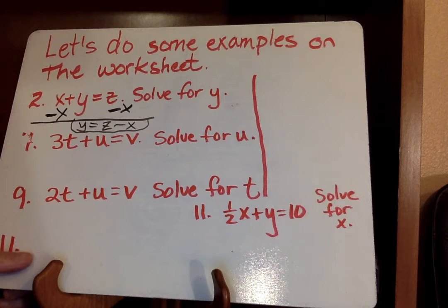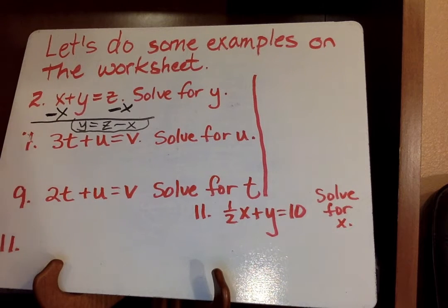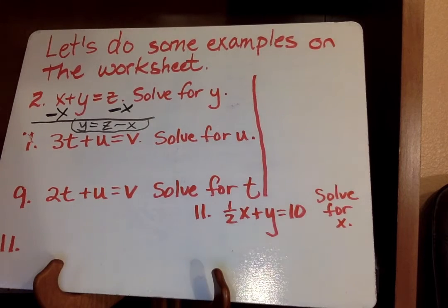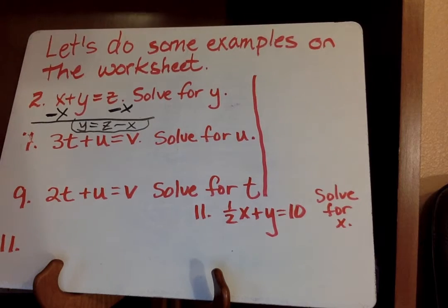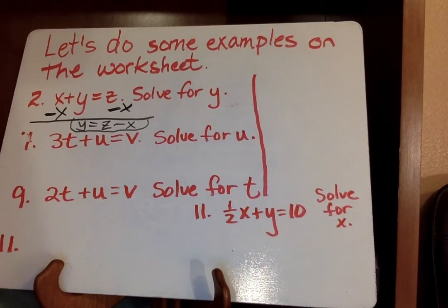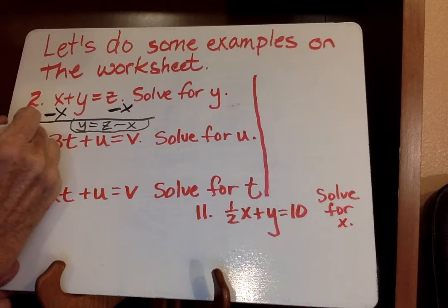We solved for y. The next one gets a little more difficult. I think this was number 7, I don't know for sure, but maybe it was number 4. Let me look at the worksheet. Okay, it's number 4, so 3t plus u equals v.